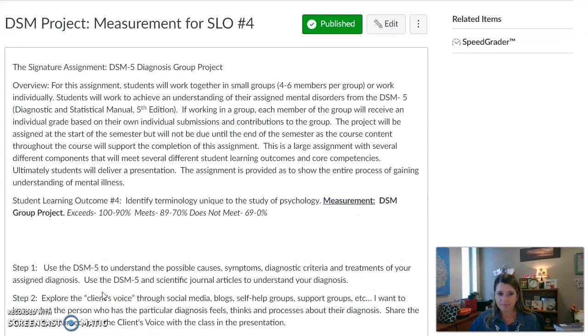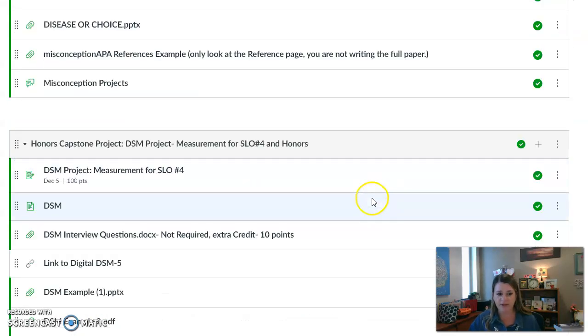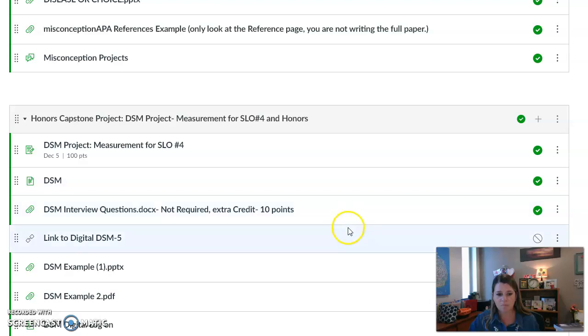So let me go back to the module so we can go through and talk about what's in that module here. You have a couple links to the DSM. I think I turned this one off. I think this is the one, and it's the newest and greatest and should be working for you. So that is the link to the DSM.